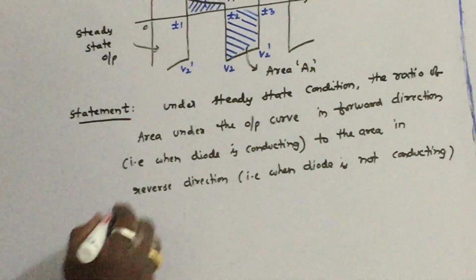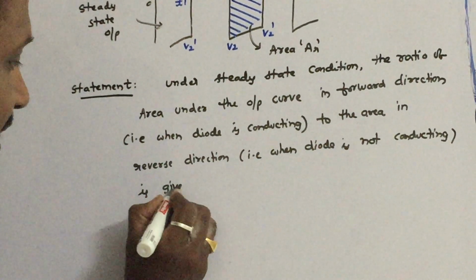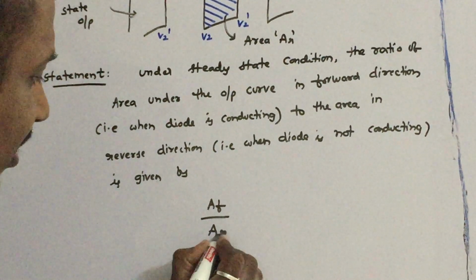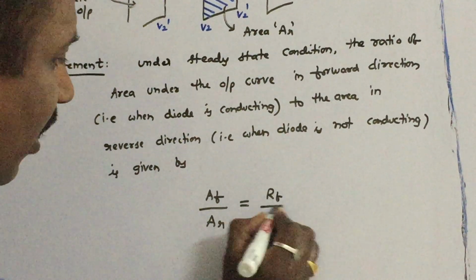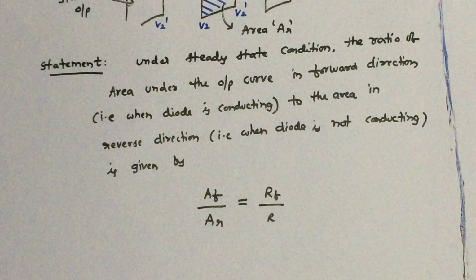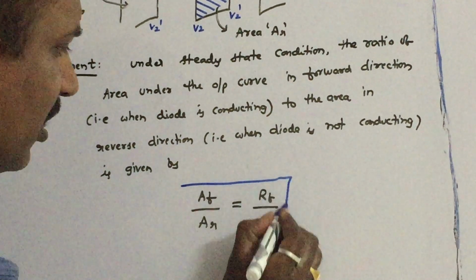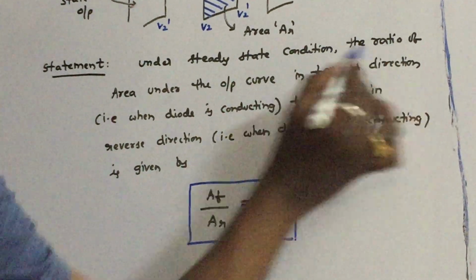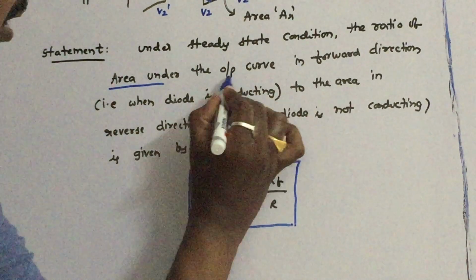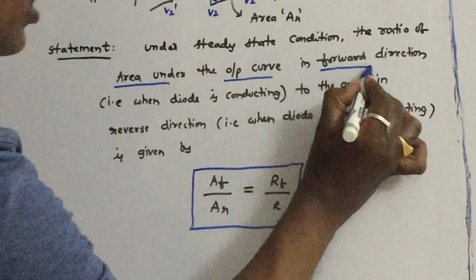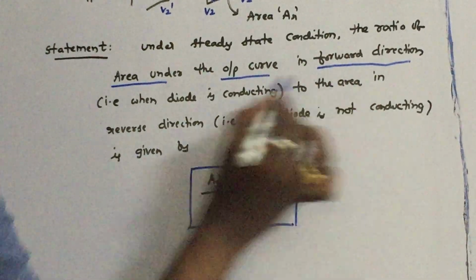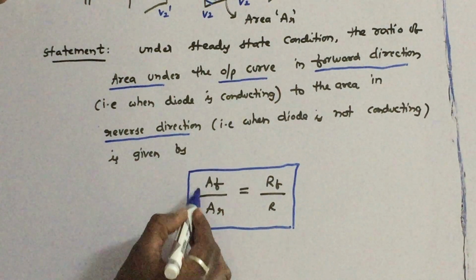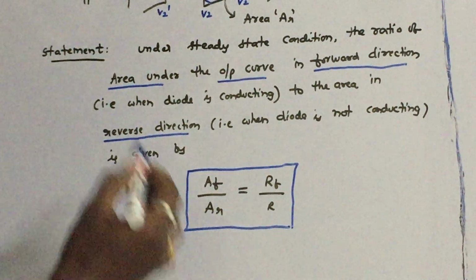is given by a simple formula: the ratio of the area in the forward direction to the area in the reverse direction is RF by R, where RF is the diode forward resistance and R is the shunt resistance in the circuit. So this is a very simple theorem we have to prove. Under steady state condition, AF by AR is equal to RF by R. So this is what you have to prove.